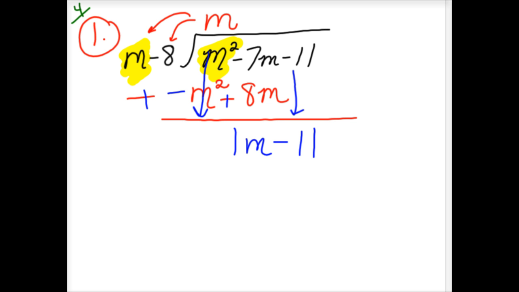Then what do I do? I repeat. I stick to the left. What do I do to the left? I divide. I take 1m and divide it by basically 1m. Well, what does that give me? What's m divided by m? What's anything divided by itself? Well, it's 1. So I'd say m divided by m gives me a positive 1. And you'll notice on the sheet, that's why it says m plus 1.